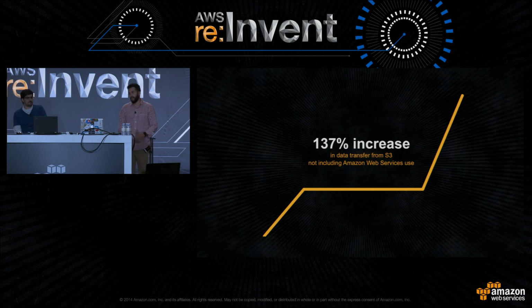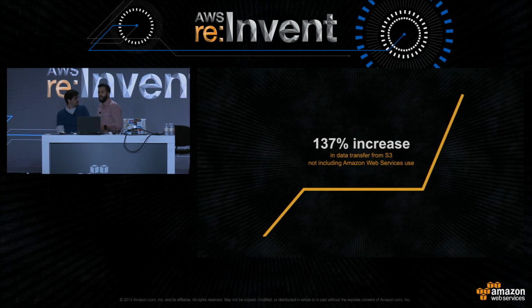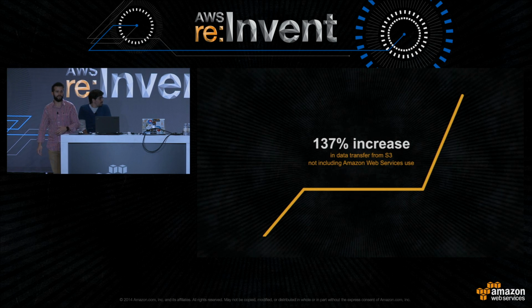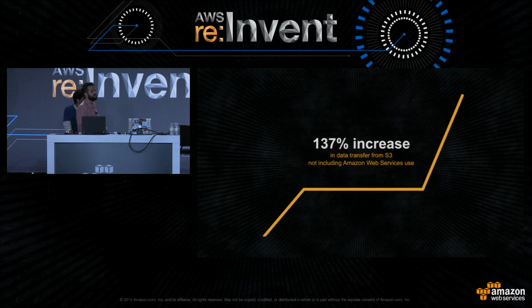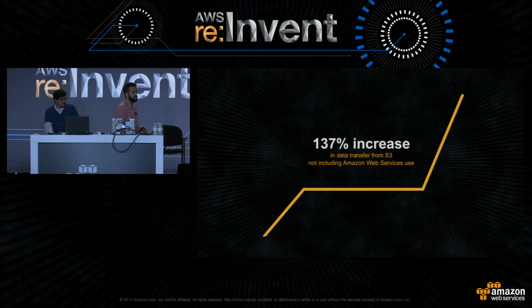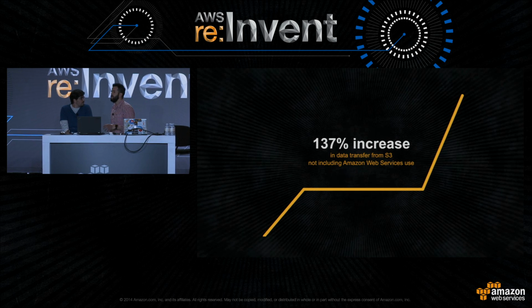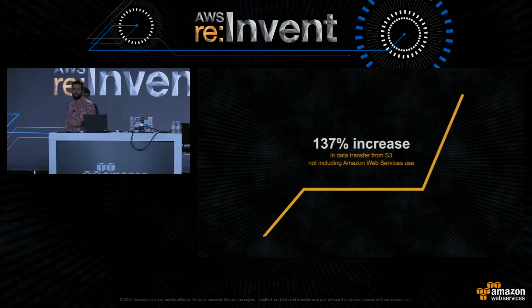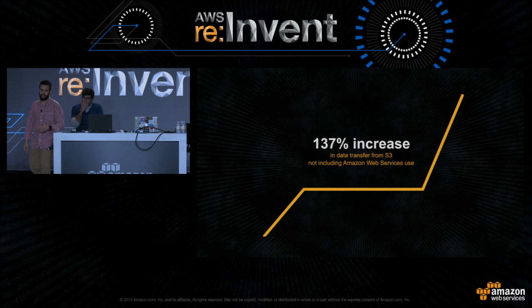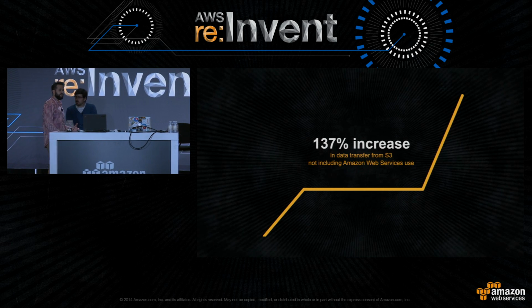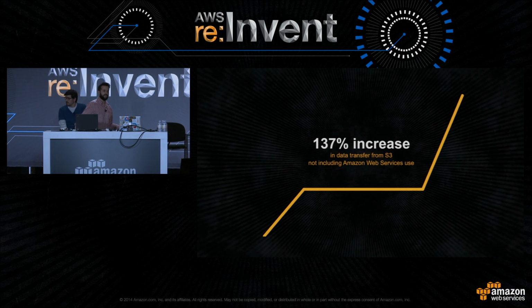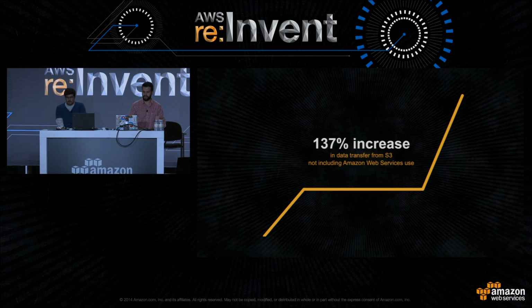So, comparing 2013 against 2014, we had a 137% increase in the AWS S3 usage. That's huge. And we're not including the usage of AWS objects. It means that this increase is being made by you guys. Thank you. That's nice.